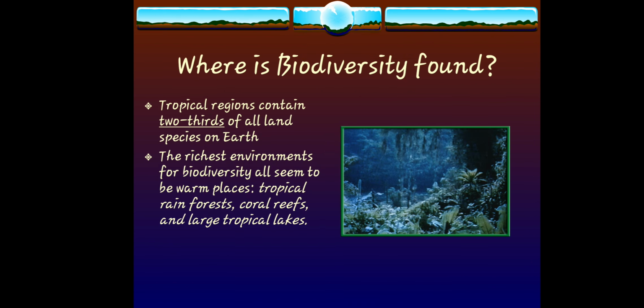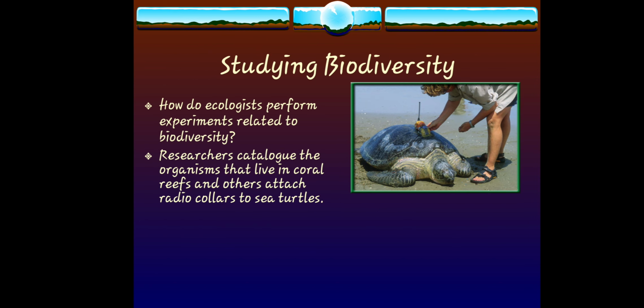So let's proceed. Where is biodiversity found? Tropical regions contain two-thirds of all land species on Earth. The richest environments for biodiversity all seem to be warm places. So always remember that we can find biodiversity in those warm places. What are those? Tropical rainforests, coral reefs, and large tropical lakes. Okay, so let's move on. Studying biodiversity: how do ecologists perform experiments related to biodiversity?